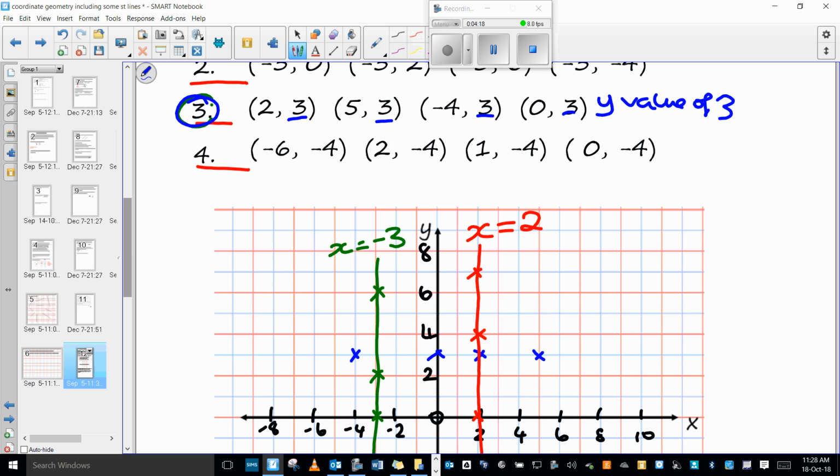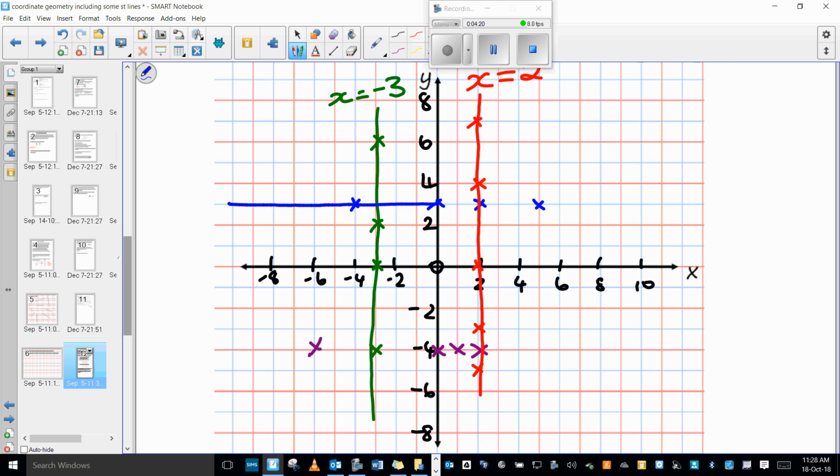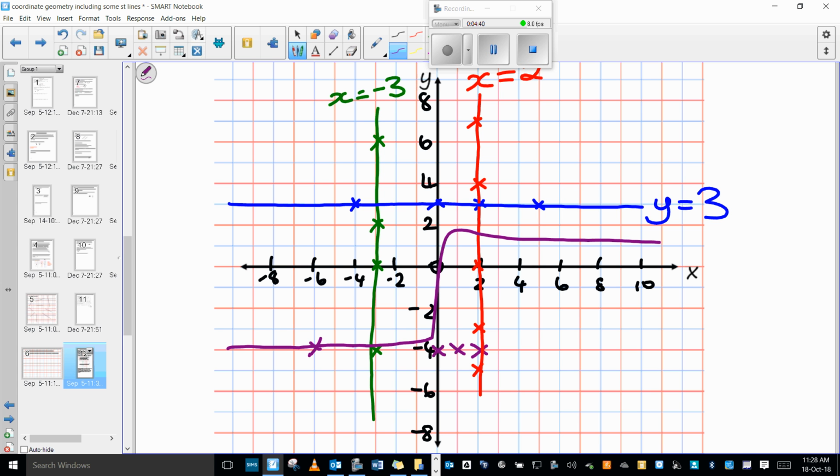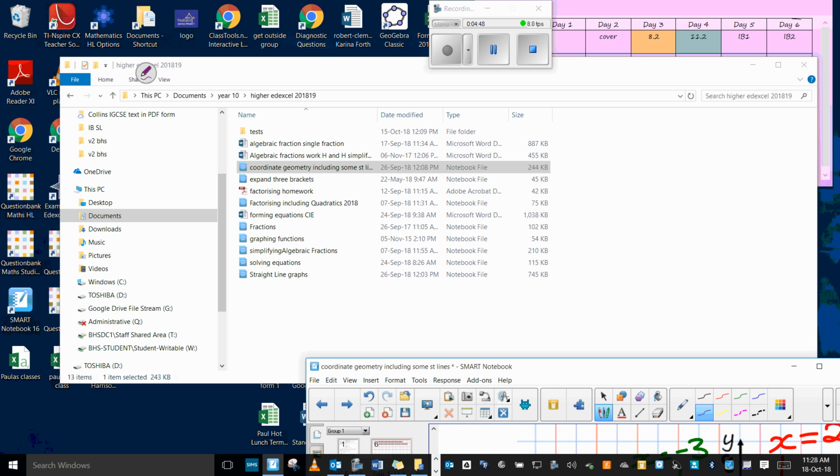And that would be known as the equation y equals 3, because it goes through 3. Well done, Jada. Keep me on my toes. And the other one would be y equals negative 4. So there are our equations of our lines.